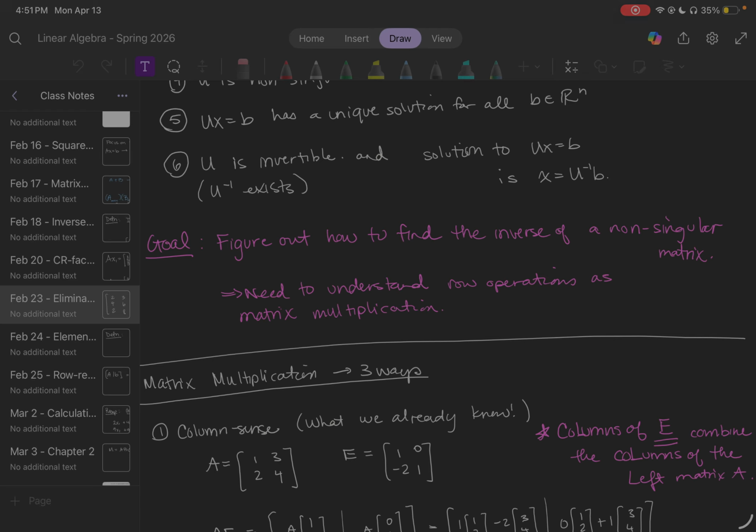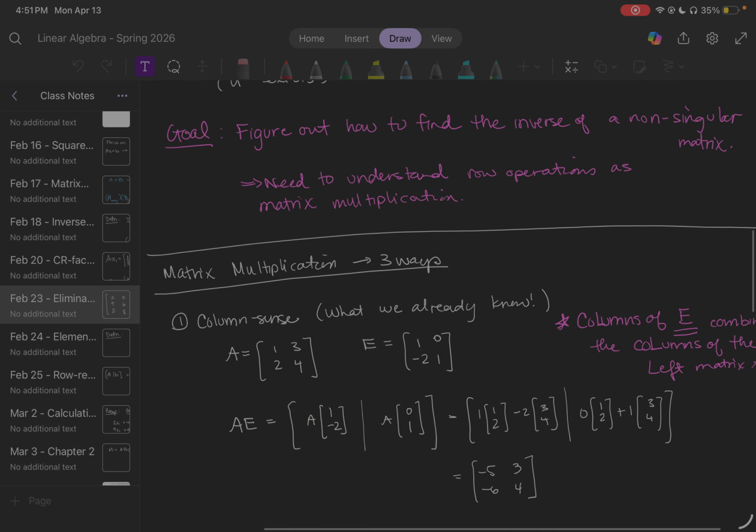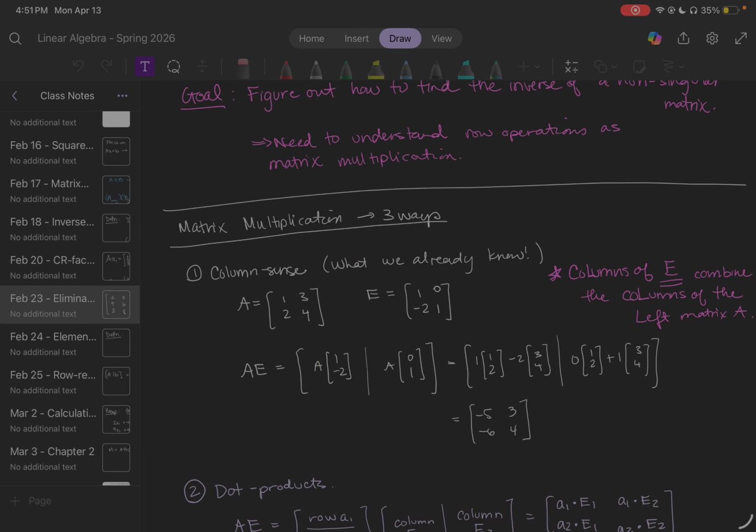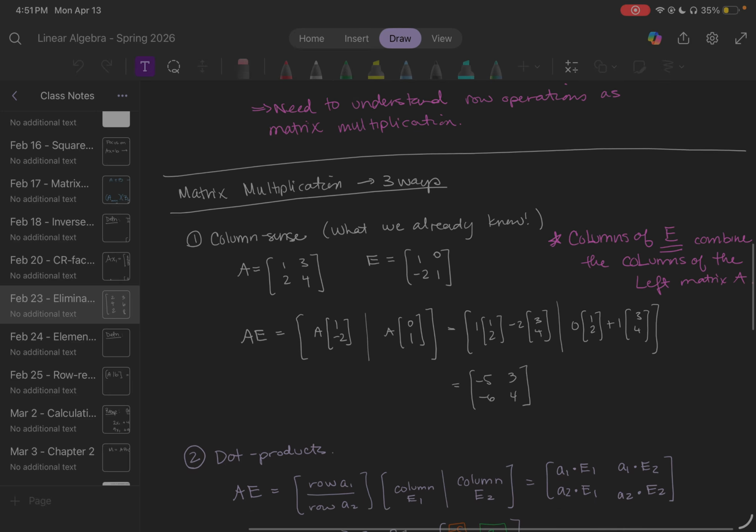And for that, we need to understand row operations as matrix multiplications. There are 3 ways we could do this. One is the column sense, which we already know. Taking 2 matrices, A and E, multiplying them together, we take the columns of E, and we multiply them with A. In doing that, we add them together, and we get our matrix. This is one way that we usually multiply.